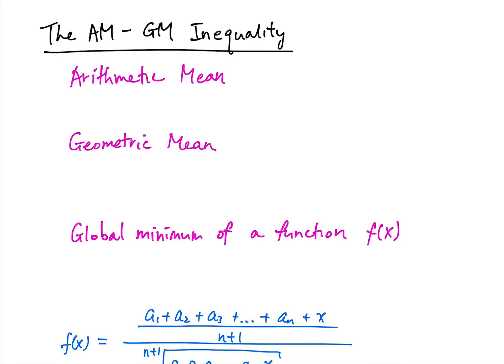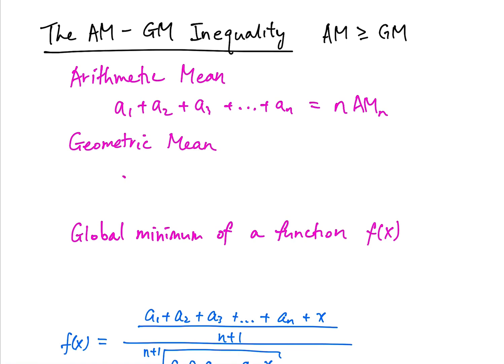The AM-GM inequality states that, given a sequence of numbers, the arithmetic mean is greater than or equal to the geometric mean. And today we are going to prove that using calculus. So first of all, arithmetic mean is defined such that the sum of individual items in the sequence is equal to n times the arithmetic mean. And we are going to use a subscript n to indicate that we have n numbers in the sequence.